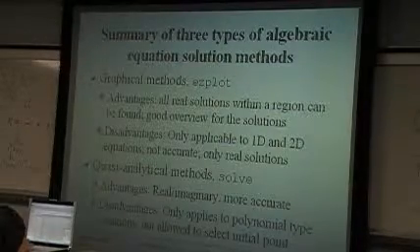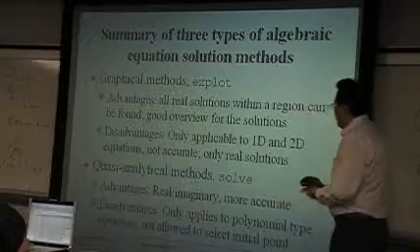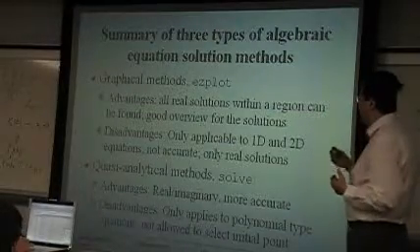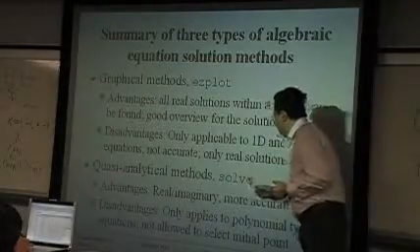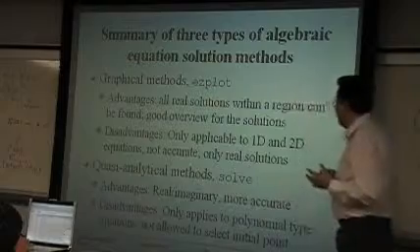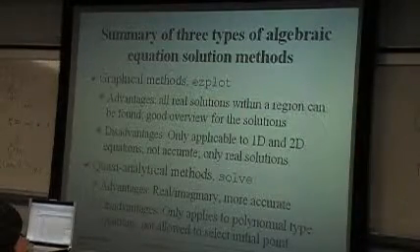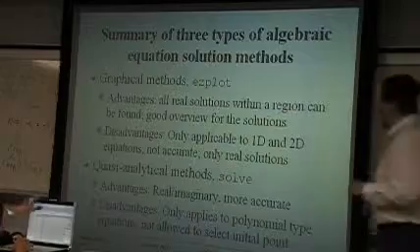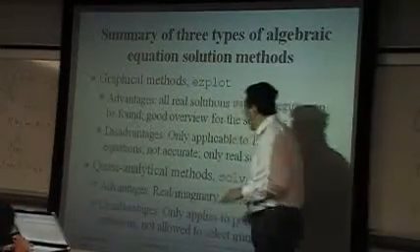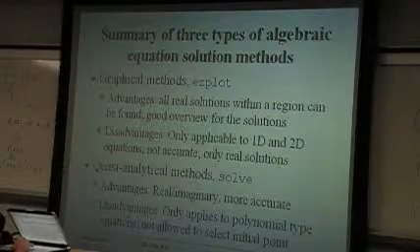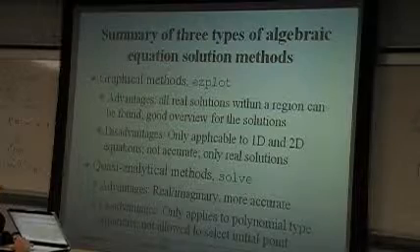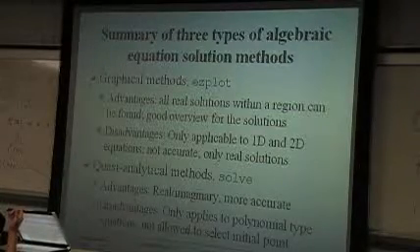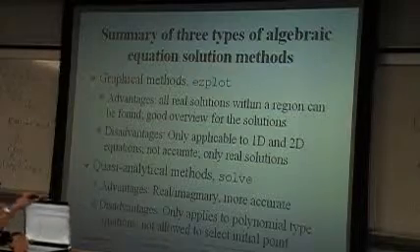The other one is quasi-analytical method, we can use the solve command. And the advantages are that we can find the real and imaginary solutions. And normally the solution obtained by the solve function is more accurate than other methods. However, the disadvantage is that it will only be used for polynomial type of equations. And also for non-polynomial type of equations, the method does not allow you to select the initial search point. So these are the limitations of the method.